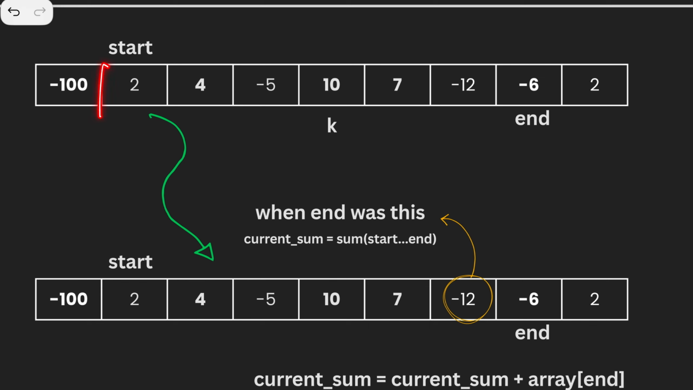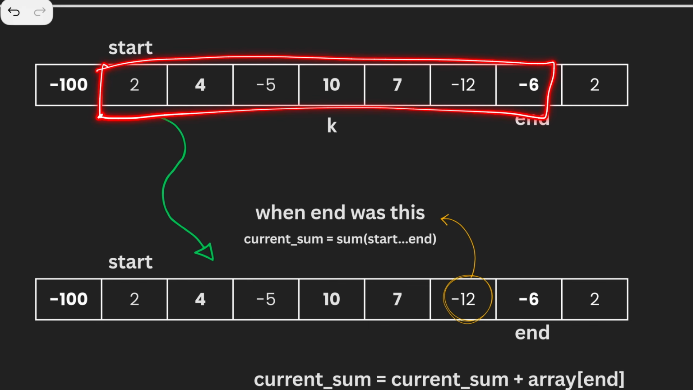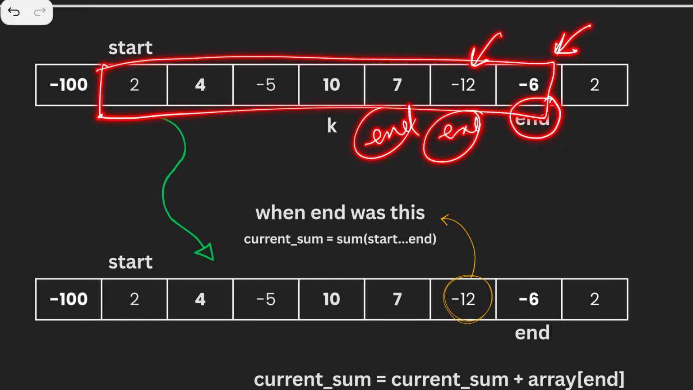So now let's say I want to find the sum for this entire range, start till end, right? But I know that end did not get directly to this particular point. In the previous point it was here at this particular index, before that it was here at 7, and before that it was here. So end is iterating from left to right.